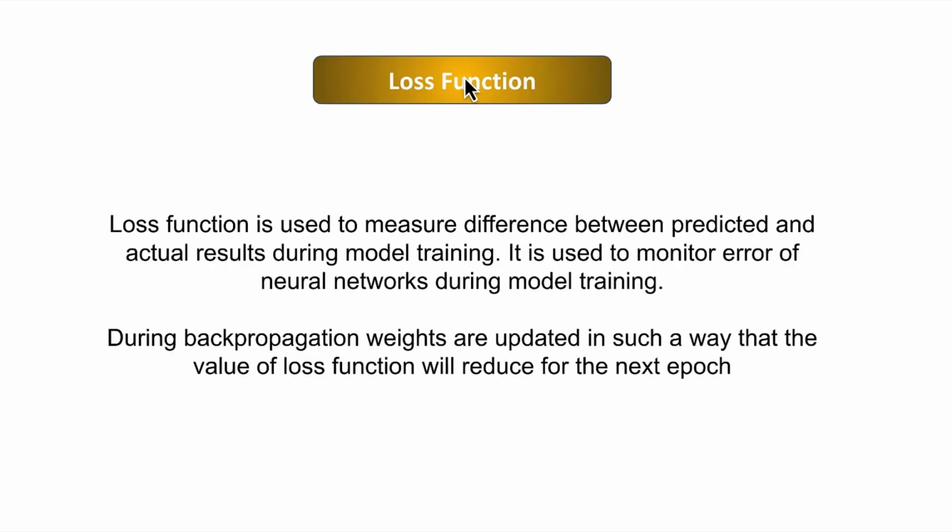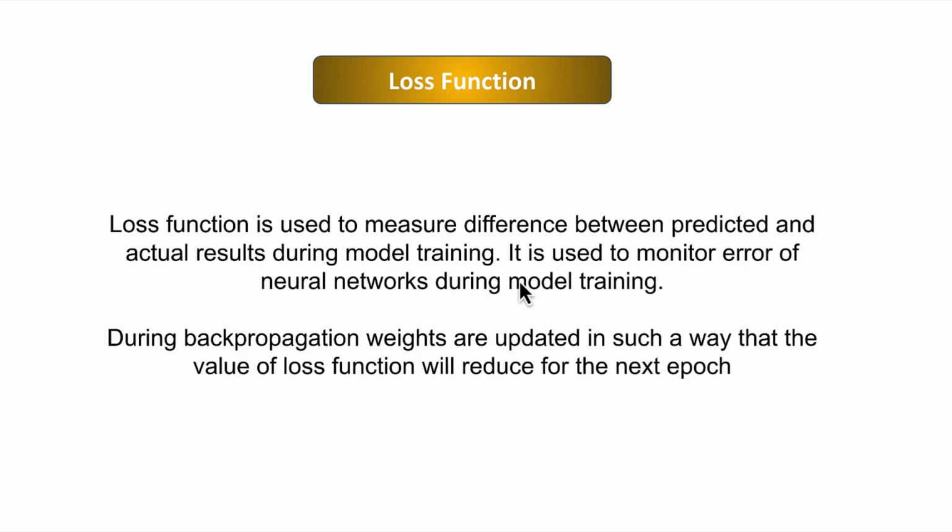And after this learning rate, the next thing is the loss function. So loss function is used to measure difference between predicted and actual results during model training. And it is used to monitor error of neural network during model training.